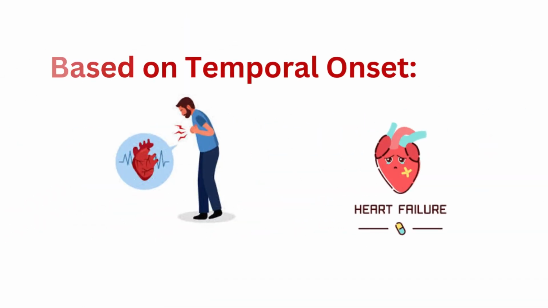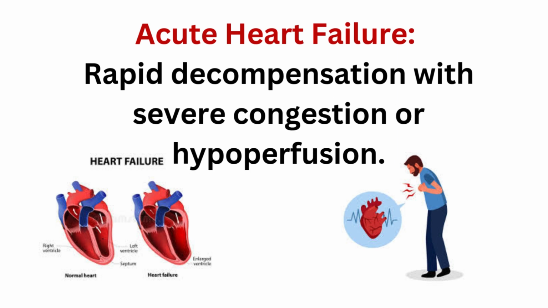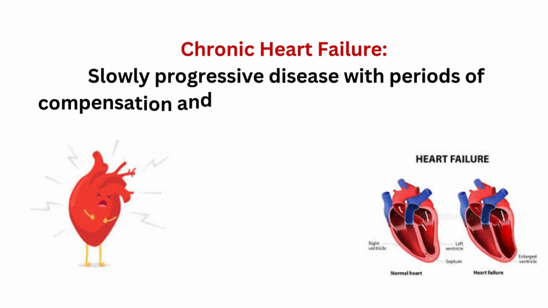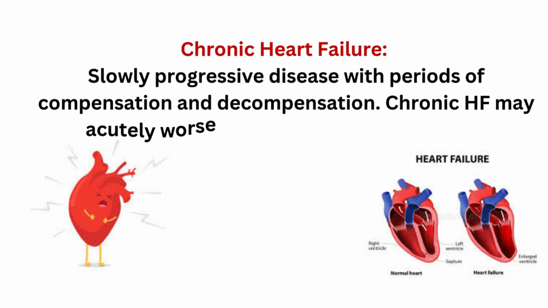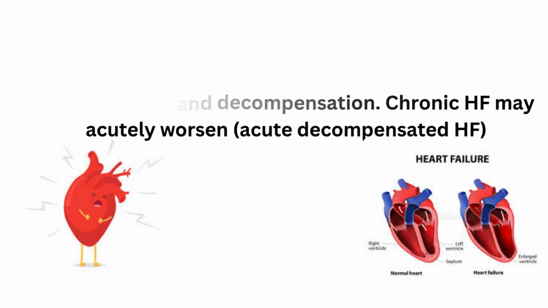Based on temporal onset. Acute heart failure, rapid decompensation with severe congestion or hypoperfusion. Chronic heart failure, slowly progressive disease with periods of compensation and decompensation. Chronic heart failure may acutely worsen, acute decompensated heart failure.